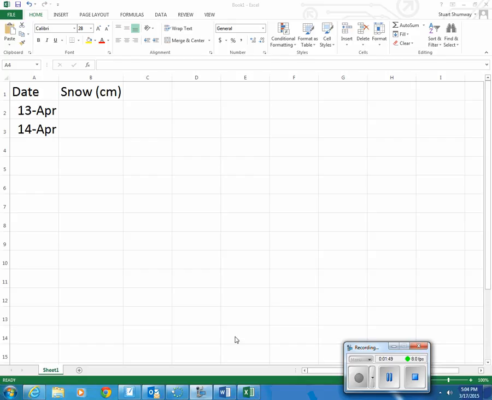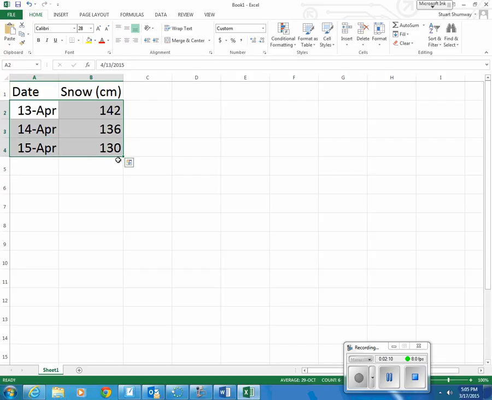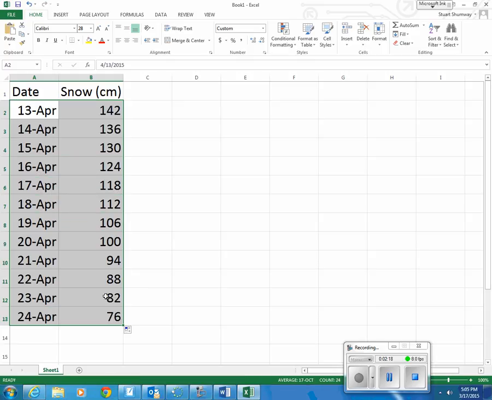So if we want to make an Excel chart, we need to create a table similar to what we had written. And so we had 142, we had 136, we had 130. Now, if I just select those and grab that corner, I can continue that pattern. How far do I need to continue? Well, I want to continue until there's no snow.